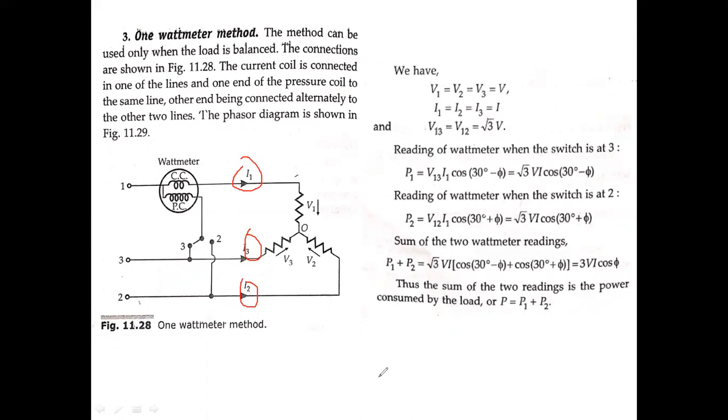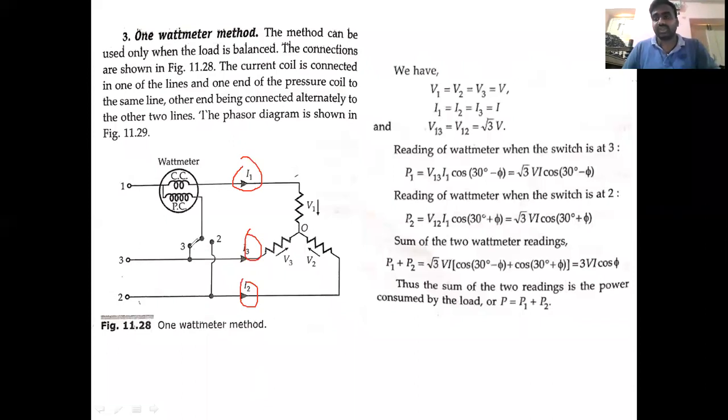That means we can connect the wattmeter pressure coil terminals with respect to line 3 with the help of the switch, or we can connect them with respect to line 2. As the current coil is connected in series to the first line, we can connect the pressure coil either to line 2 or to line 3. In this method, the load is balanced.